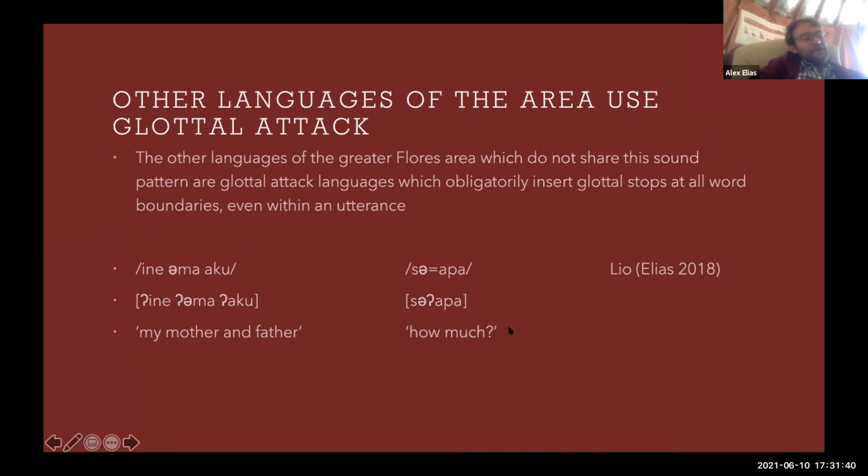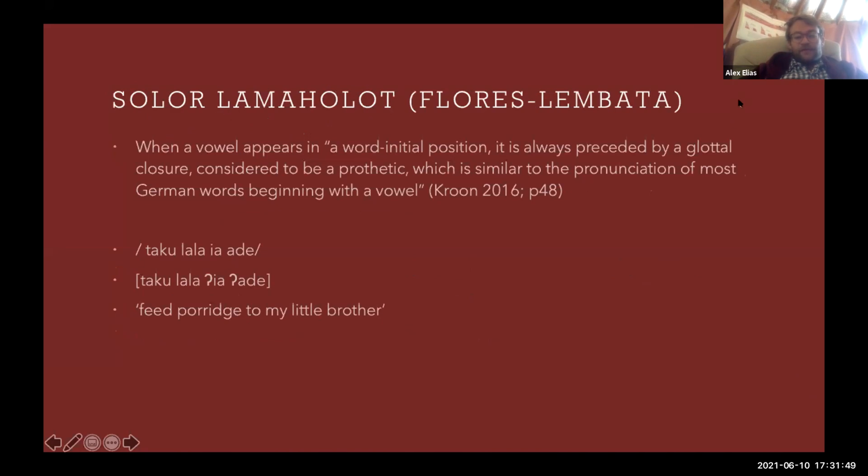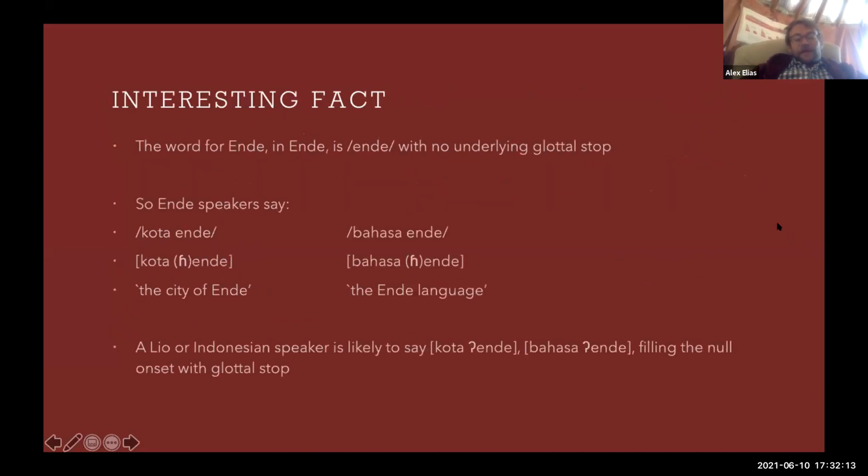These could be analyzed as underlying, but this is the kind of thing that varies from author to author. There's a lot of inconsistency. Just to show you that this is the norm in the area, I'll show you a few neighboring languages. This is Lamahalat, the other Flores Lamaholot language. In word initial position, the vowel is always preceded by a glottal closure considered to be prothetic, which is similar to the pronunciation of most German words beginning with a vowel. So that's nothing too surprising. That's the norm regionally. I'm not going to bore you with many examples, but I could reduplicate those examples as necessary for all the neighboring languages, both Papuan and Austronesian.